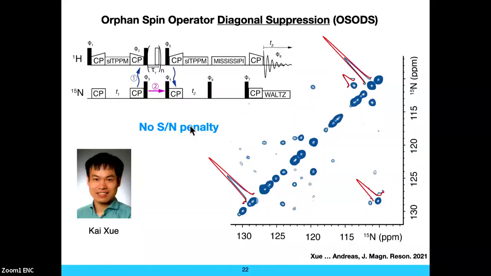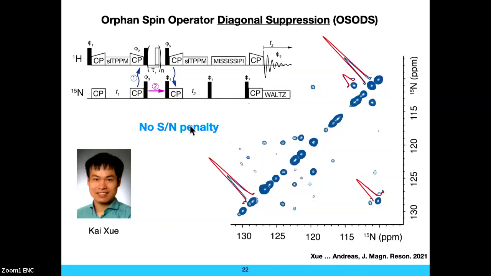Most diagonal suppression techniques either have extended pulse sequences or maybe some additional acquisitions to suppress the diagonal. In this case, there's no penalty on the signal to noise. And it could be combined, for example, with the diagonal suppression technique that Rasmus had published previously, although we haven't done that yet.